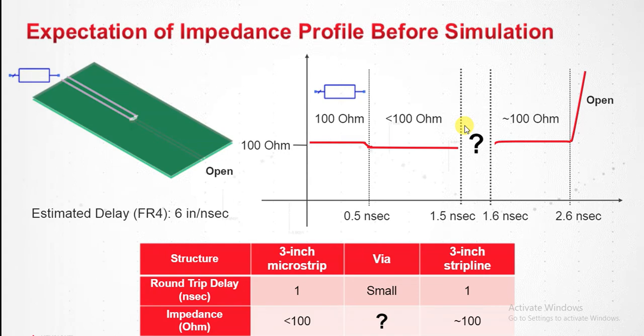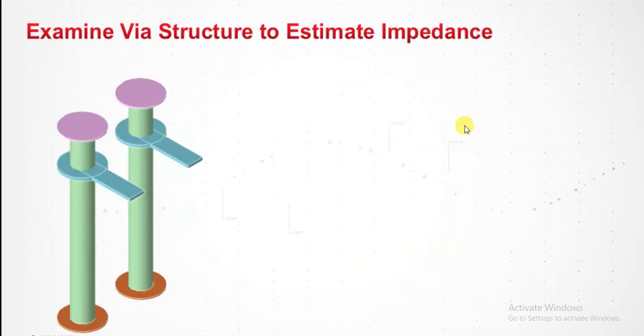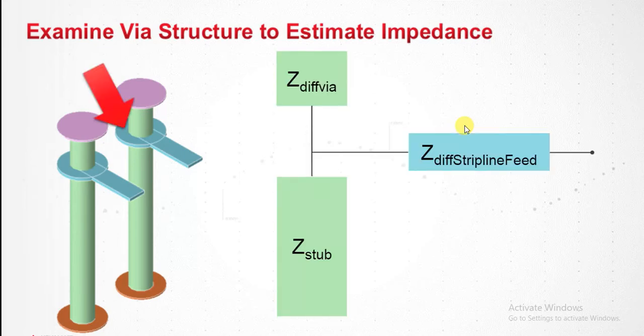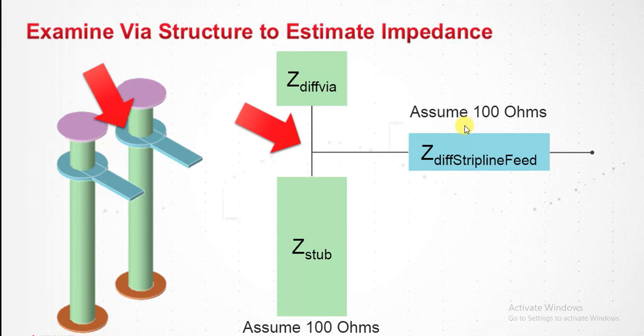Now let's take a look at the VIA. What do we expect the VIA to have impedance-wise? If we look from the VIA perspective, we're seeing this kind of schematic. We have a differential via impedance going through a differential strip line feed in the stub. Now, in the perfect world, I'm going to assume they're both 100 ohms. Perfectly designed differential impedance, 100 ohms, and the stub is 100 ohms.